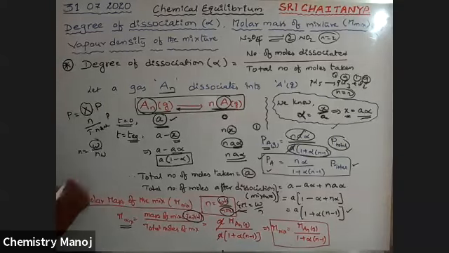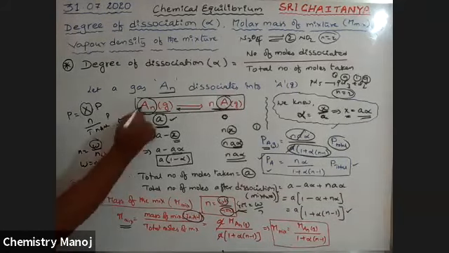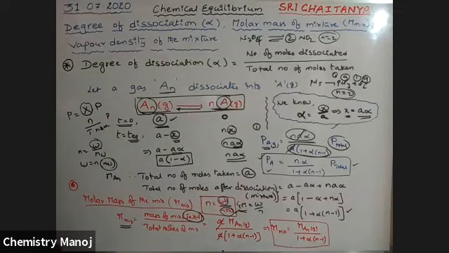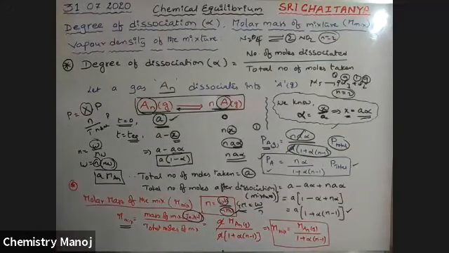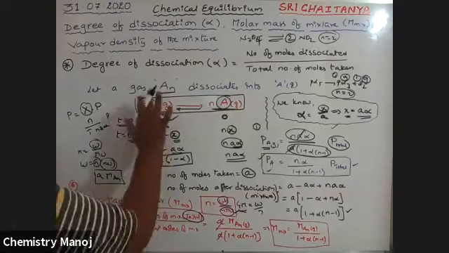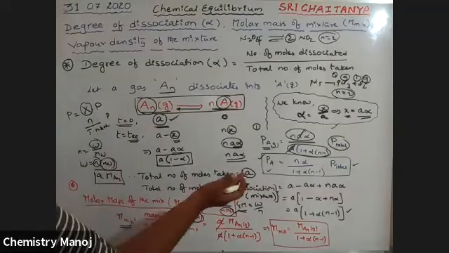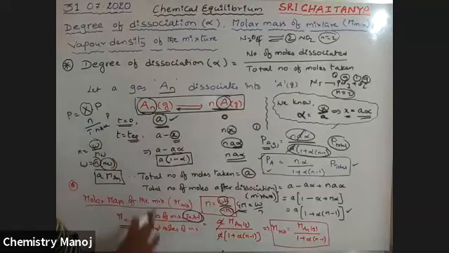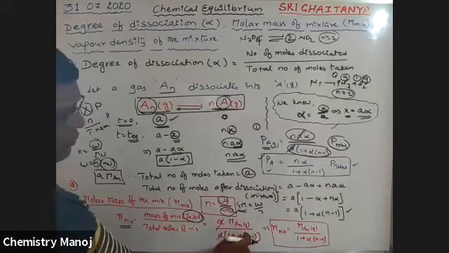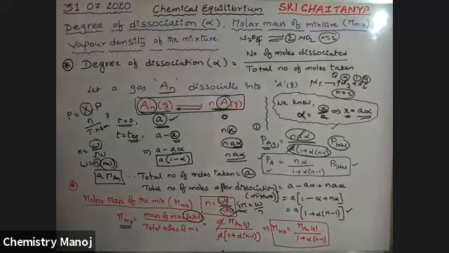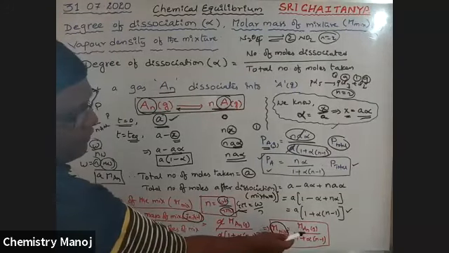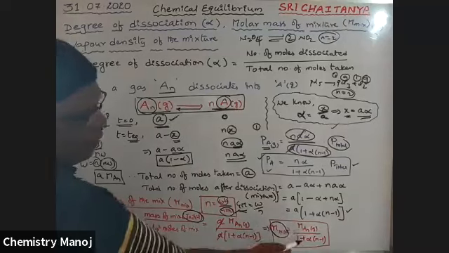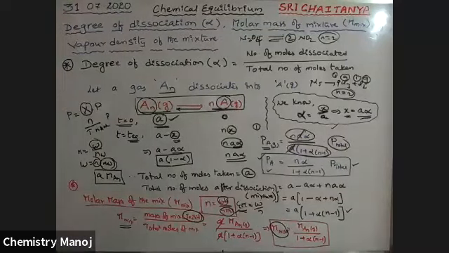Weight is equal to number of moles into molecular weight. The molecular weight of this AN is MAN. How many moles are initially taken? A moles. So A times MAN is the initial mass of the AN. Initially only this one is existent; after dissociation, these two exist. Therefore, the total number of moles at the end is 1 plus alpha into n minus 1. So the molecular mass of the mixture is equal to the initial molar mass of AN by 1 plus alpha into n minus 1.